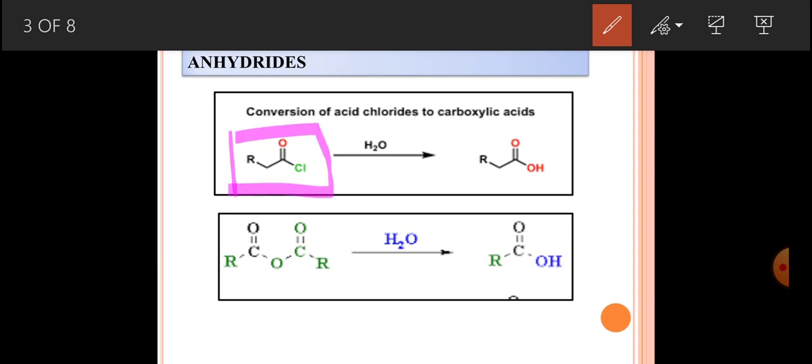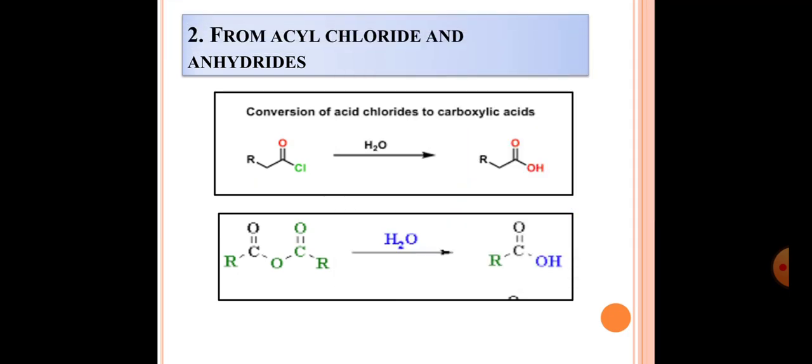Acyl chloride gives you the formation of what? Acid. Okay. Acyl chloride gives you the formation of acid. On hydrolysis, what is the reaction here? On hydrolysis it will give you the formation of carboxylic acid.